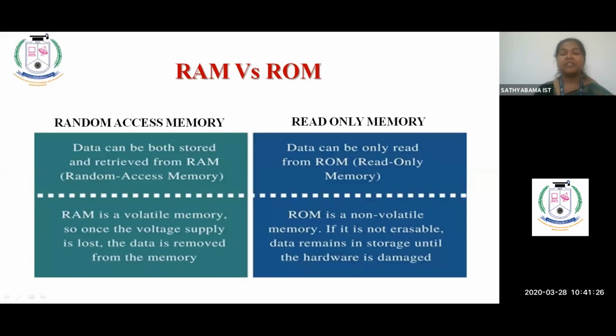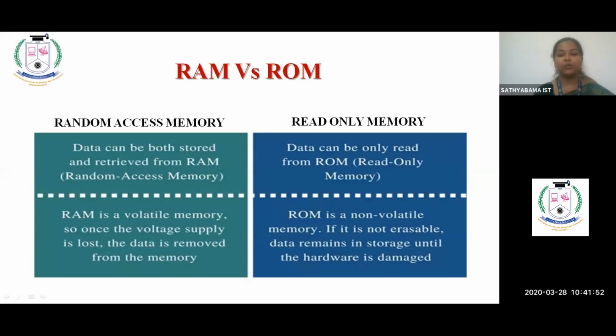As well as that, RAM is called a volatile memory, which means once the power is removed immediately, the data will be completely lost. Whereas in read-only memory, even though the power is discarded immediately, the data will be stored in the memory and you can retrieve the data back. So these are the common differences between RAM versus ROM.